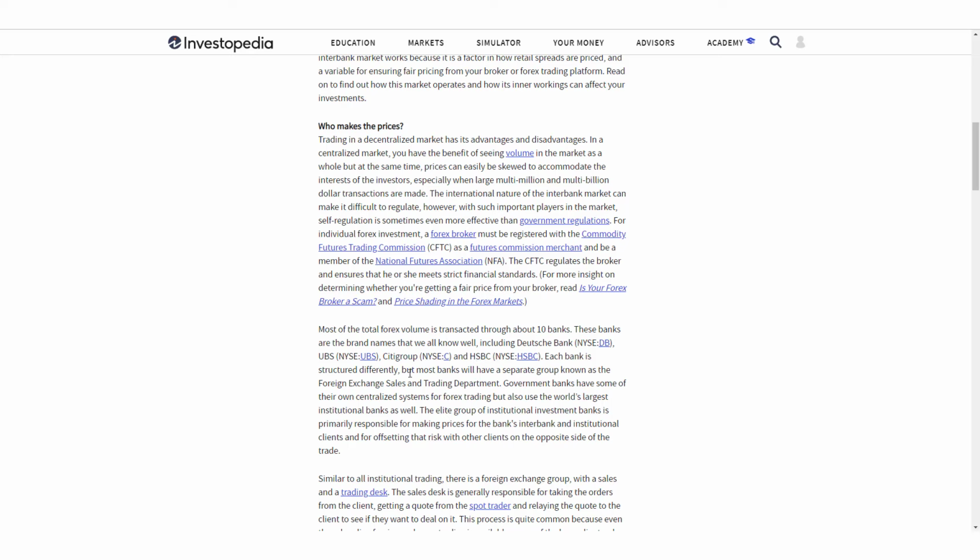Each bank is structured differently, but most banks will have a separate group known as the Foreign Exchange Sales and Trading Department. Government banks have some of their own centralized systems for Forex trading, but also use the world's largest institutional banks as well. That tells you even government trading is flowing through these elite banks. So the elite group of institutional investment banks is primarily responsible for making prices for the bank's interbank and institutional clients, and for offsetting that risk with other clients on the opposite side of the trade. So where's that risk getting offset to? Point is, 10 banks control over half the volume of Forex.